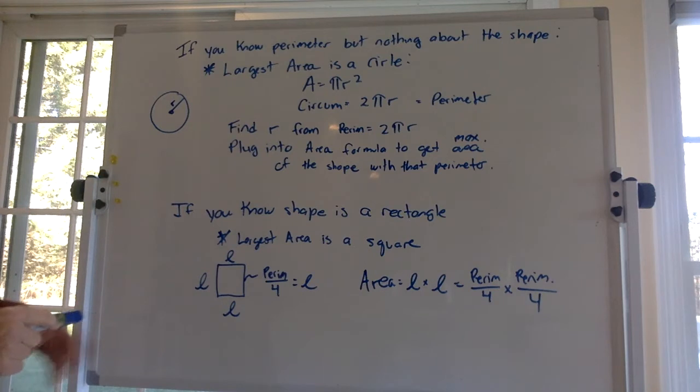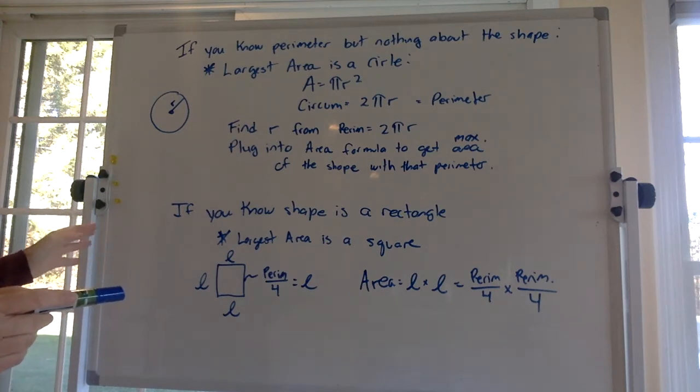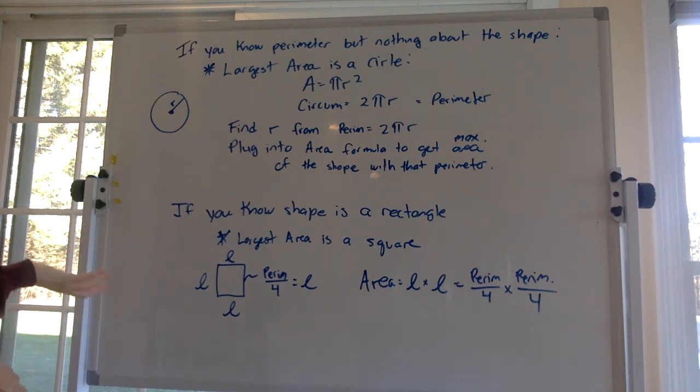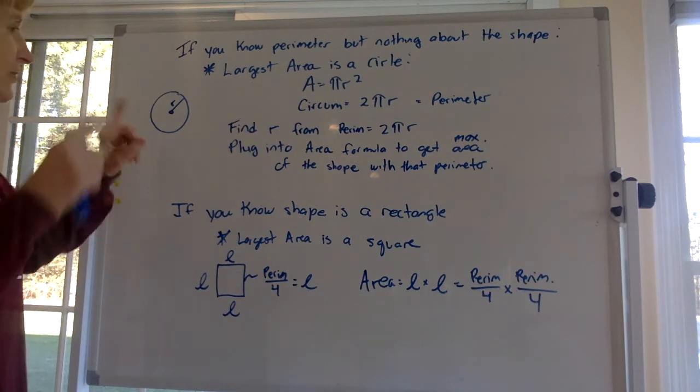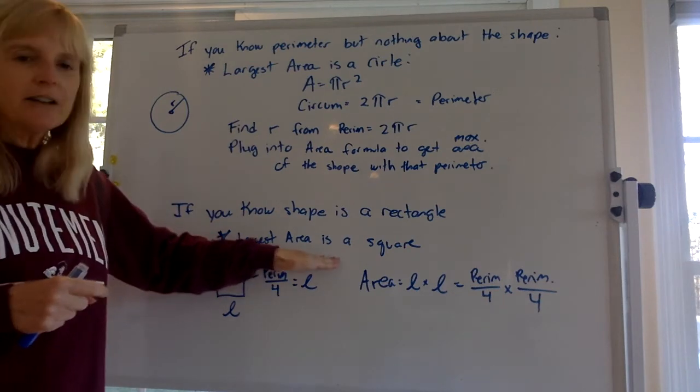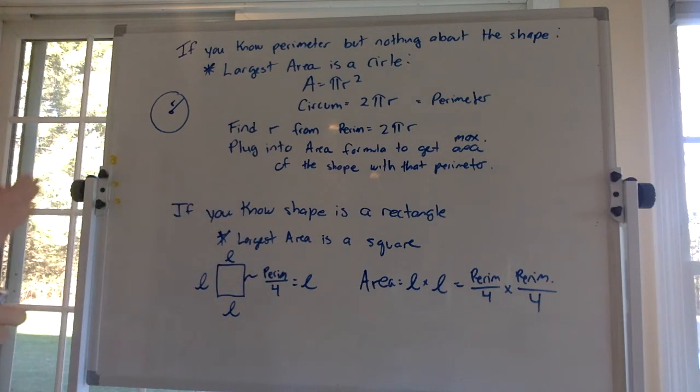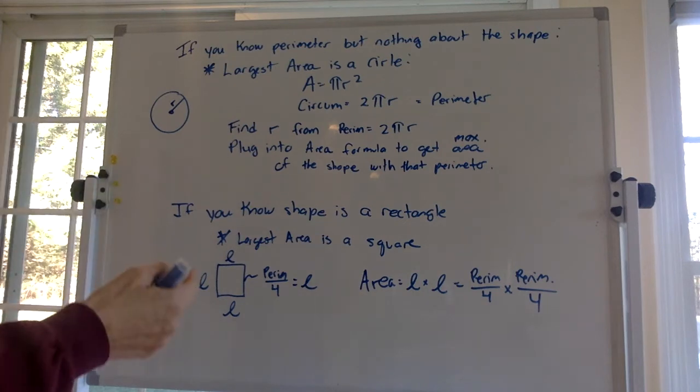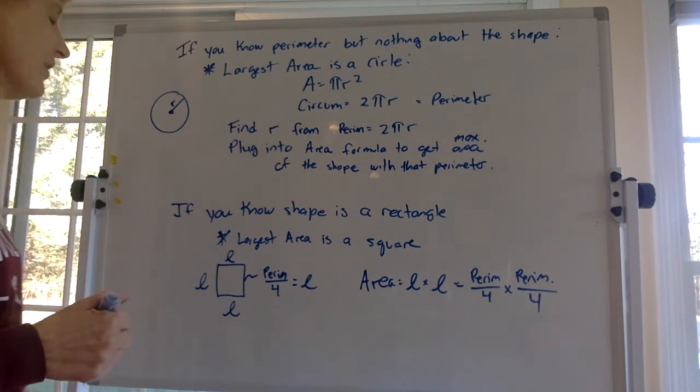What if they tell you this fencing is best used in a rectangular configuration? So the thing you've got to know about that is if it's a rectangle shape, the largest possible area you can get with a rectangle shape is a square. So what's a square? It just says all four sides are the same, right?